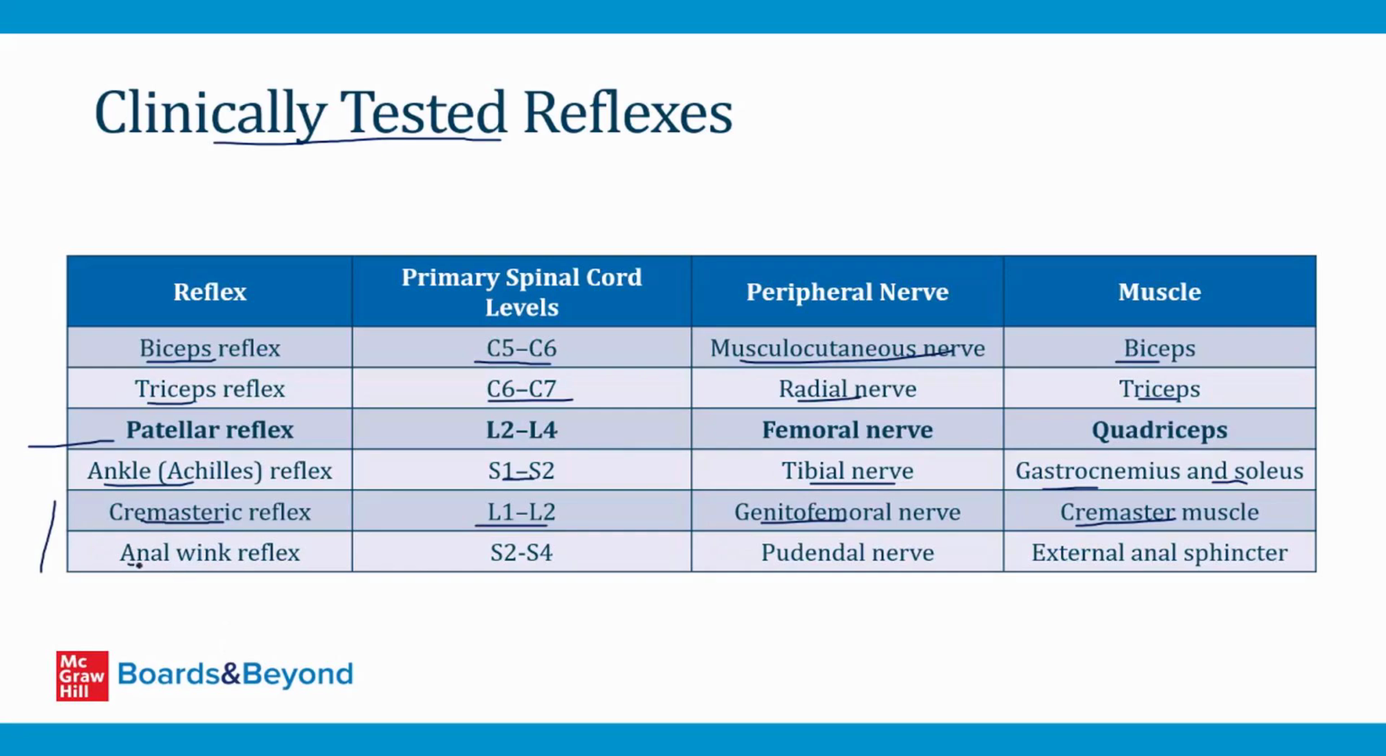And then to test the anal wink reflex, what you do is you stroke the skin around the anus, and you should see contraction of the external anal sphincter via the pudendal nerve. This tests spinal nerve roots S2 to S4. This is sometimes done in the trauma bay when you suspect the patient may have severe spinal cord injury.